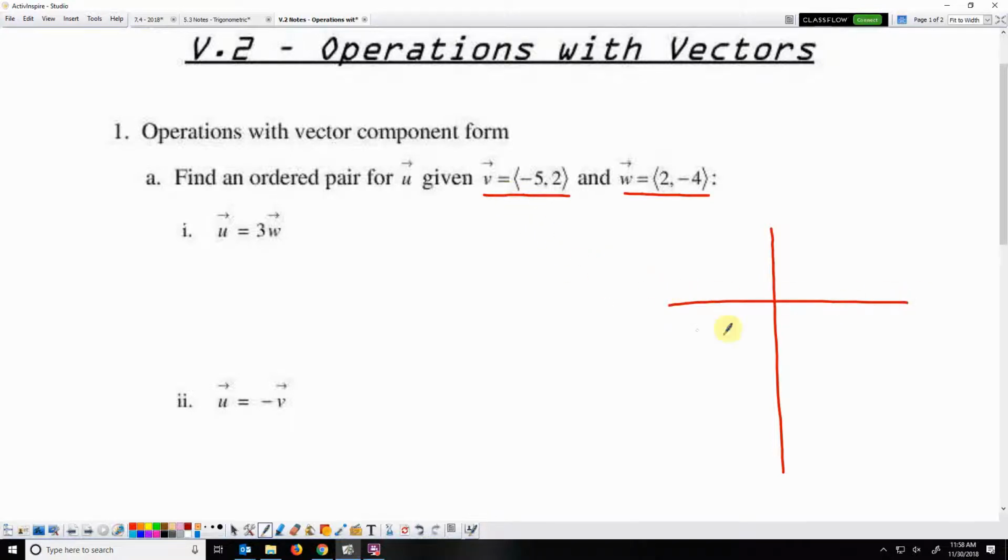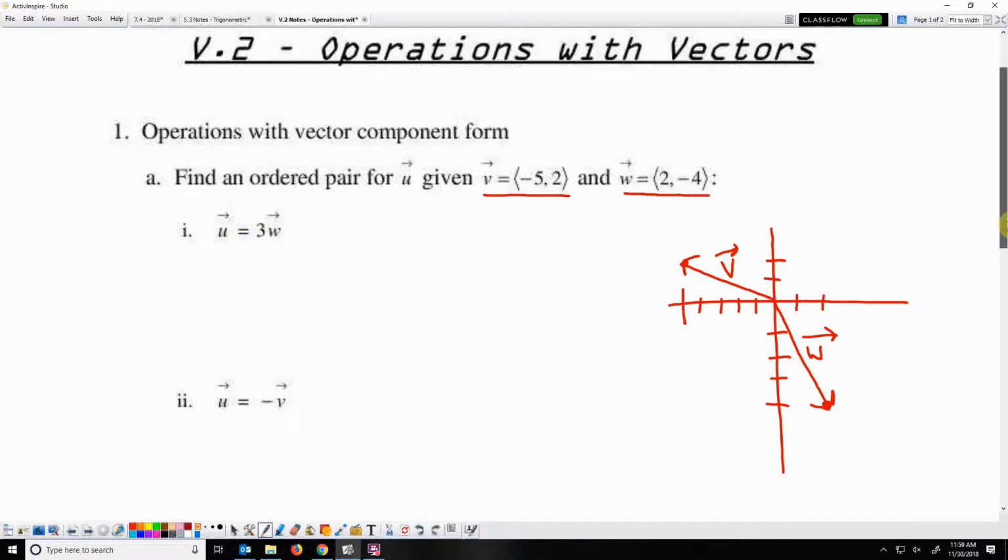So you've got vector v is -5, +2. So vector v would look like that. And vector w is at 2, -4. So vector w looks like that in standard position. We are asked to find vector u, which is 3 times vector w.